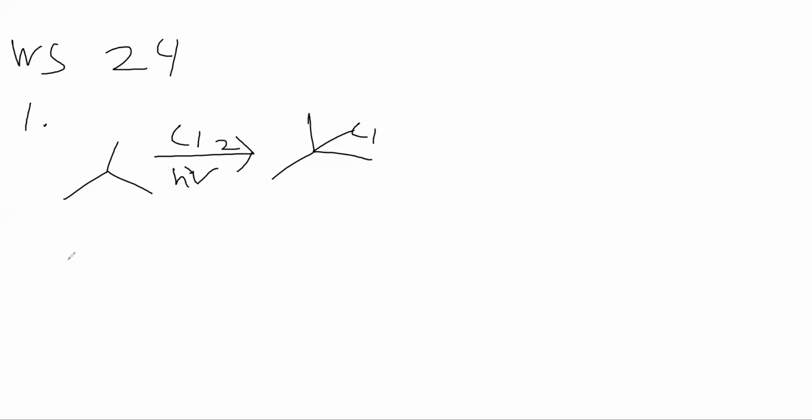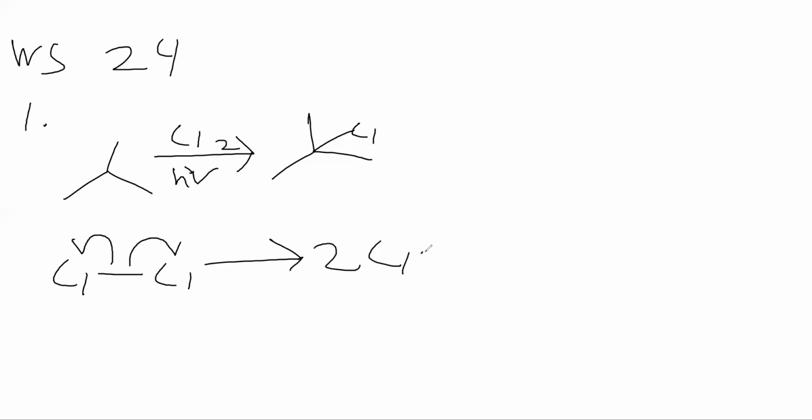The first step is initiation. It's where you form radicals. So H nu is light, it's photons, and that excites the chlorine to make the bond break and form 2 chlorine radicals. This is a radical. This is initiation.